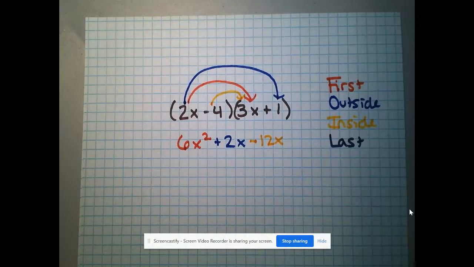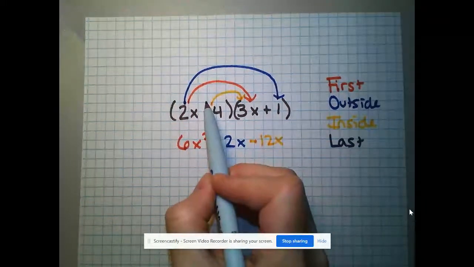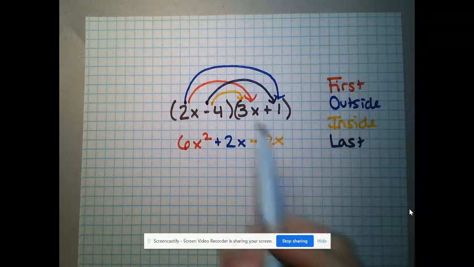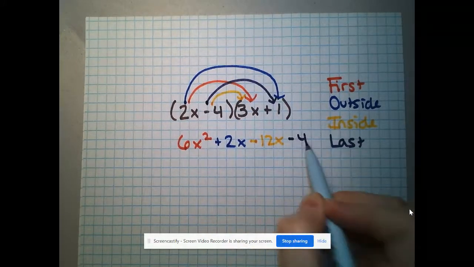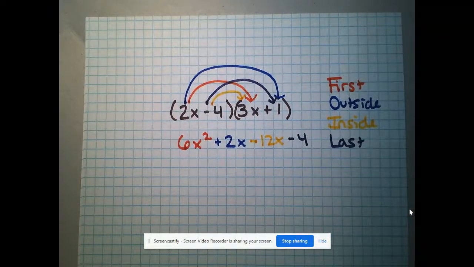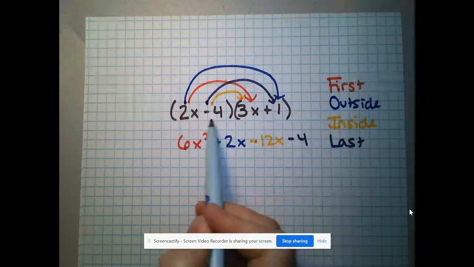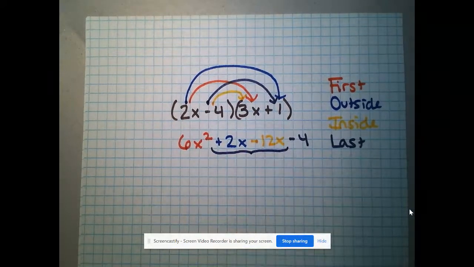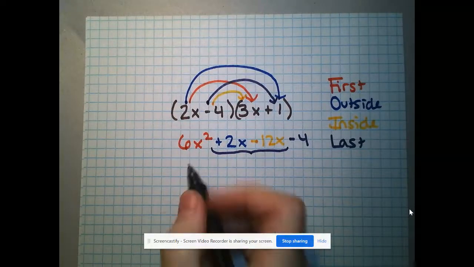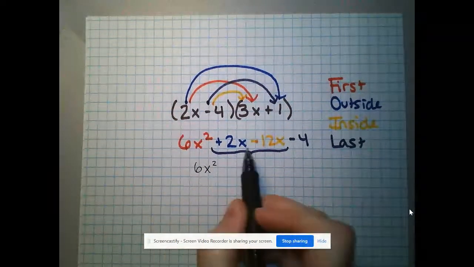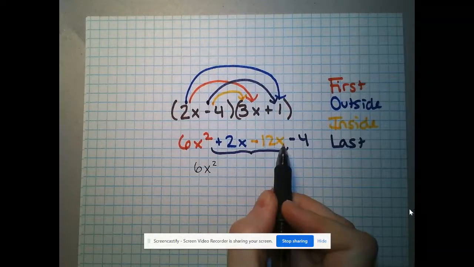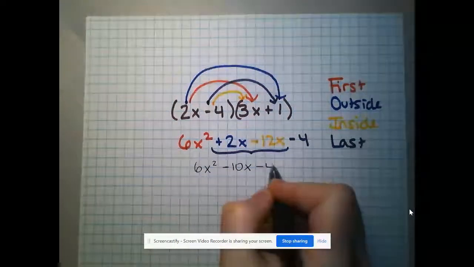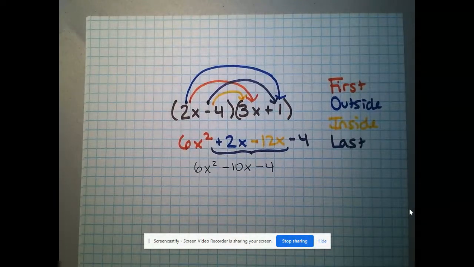And then the last one, which I have in purple, is the minus 4, the last term in the first set of parentheses, times the last term in the second set. Minus 4 times 1 is minus 4. When both start with an x and both end with a constant, you're always going to have the two middle terms be like terms that can get combined. So here I would have 6x squared. I have a positive 2x with a minus 12x, and there are 10 more negatives than positives. And then you just tack that minus 4 onto the end, and this one would be done.